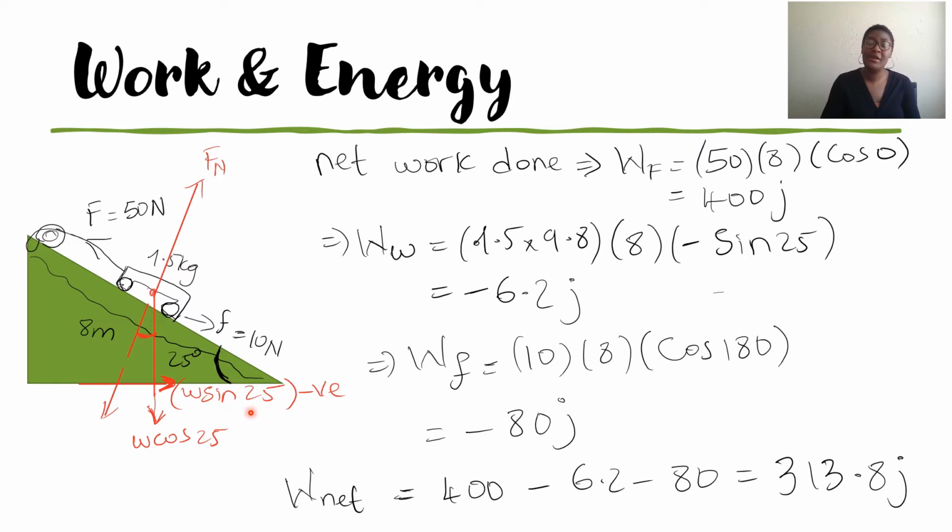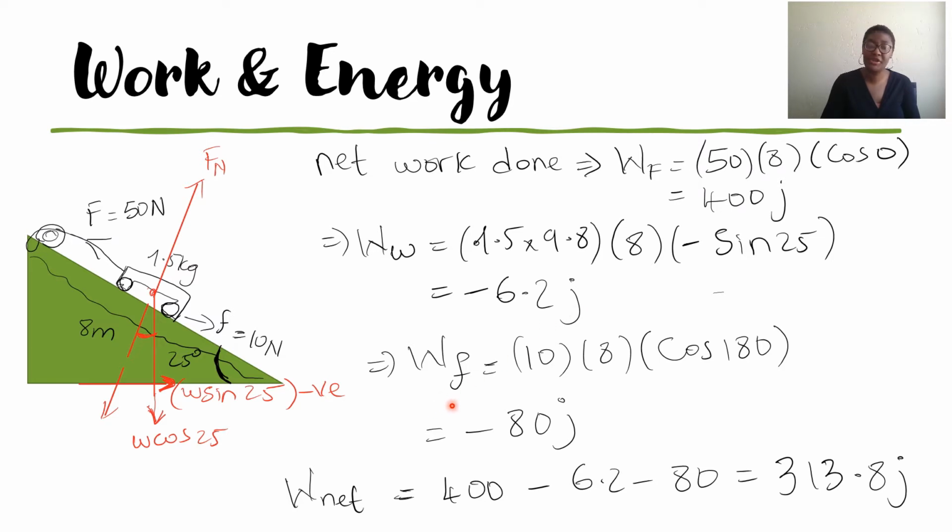And now in which direction is this weight working? Okay, so the trolley is being pulled upwards, but the weight will be tending to pull the trolley backwards, right? So down, so it will be going in the negative direction. So that will be a negative sine 25, and then you calculate your weight, which is 1.5 times 9.8 times the distance that the trolley will travel, and that gives you a negative 6.2 joules.